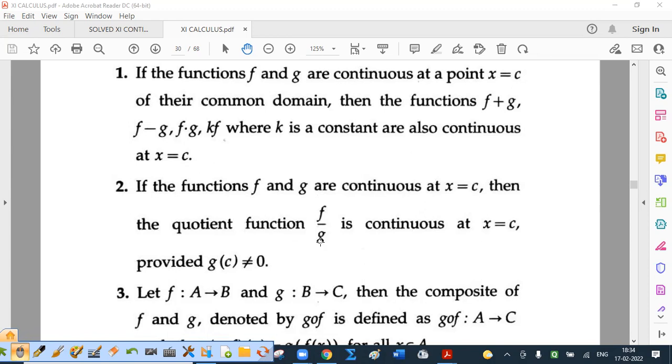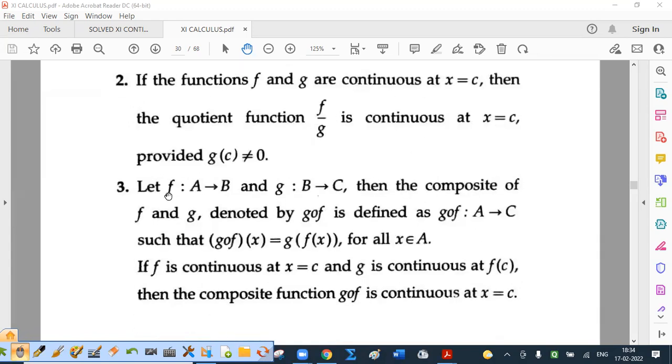See, if the denominator vanishes, the function is not defined. Then the third part is important. If f is a function from A to B and g is a function from B to C, then the composite of f and g, denoted by g of f, is defined as a function from A to C, such that g of f of x, for all x belonging to set A.